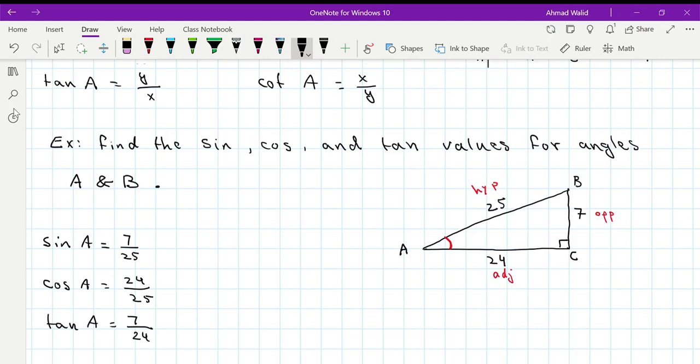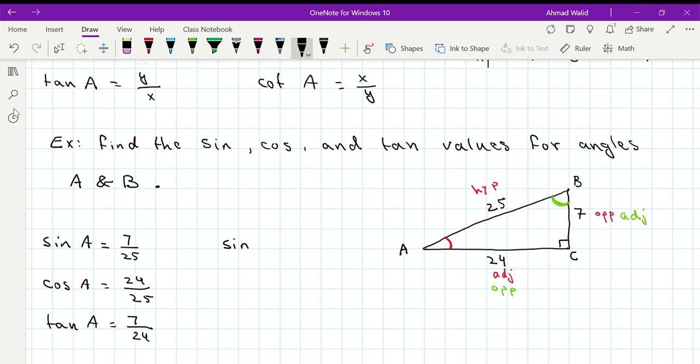Now, they also ask you to find the trig functions for angle B, which is also an acute angle. I use green color. Remember, for B, this side, which is 24, becomes opposite, and this side becomes what? Adjacent. Hypotenuse stays the same. If you understand this much, it's then really easy. Correct?